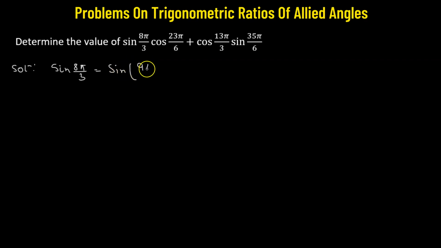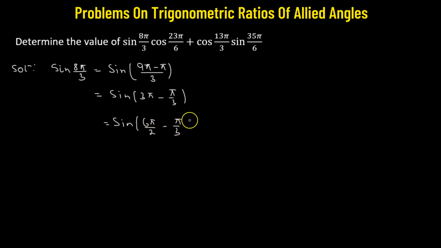So 8 pi can be written as 9 pi minus pi divided by 3, which will then be equal to sine. So we have 9 pi over 3, so that's 3 pi minus pi over 3. Now we're going to rewrite 3 pi in terms of pi over 2. That's very simple. That's 6 pi over 2 minus pi over 3. The reason why we wrote in this particular fraction is because now 6 is an even number. So here we have an even multiple of pi over 2. So whenever we have an even multiple of pi over 2, then sine is going to remain as sine, but the new angle is going to be only pi over 3.